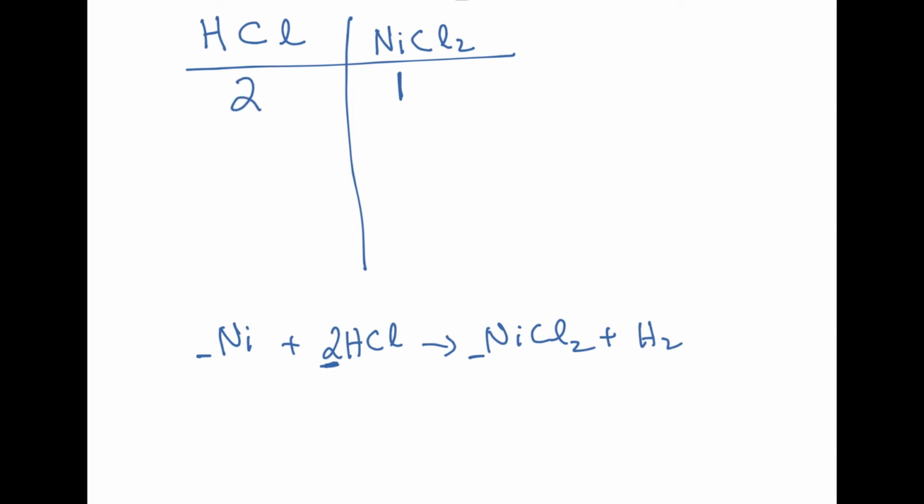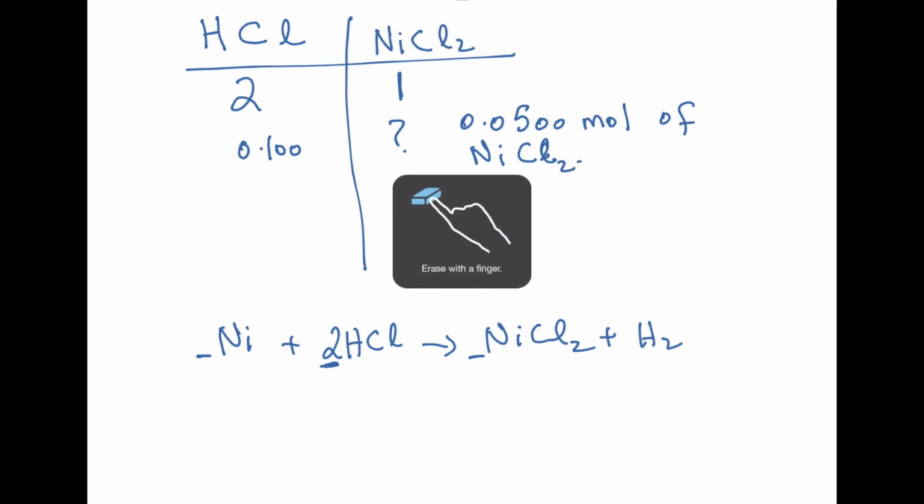And in the table, the number of moles we calculated of HCl was 0.100, and this we have to find out. Okay, so we cross multiply and the answer we get here is 0.0500 moles of nickel chloride. Okay, this we have got. We have calculated the moles.